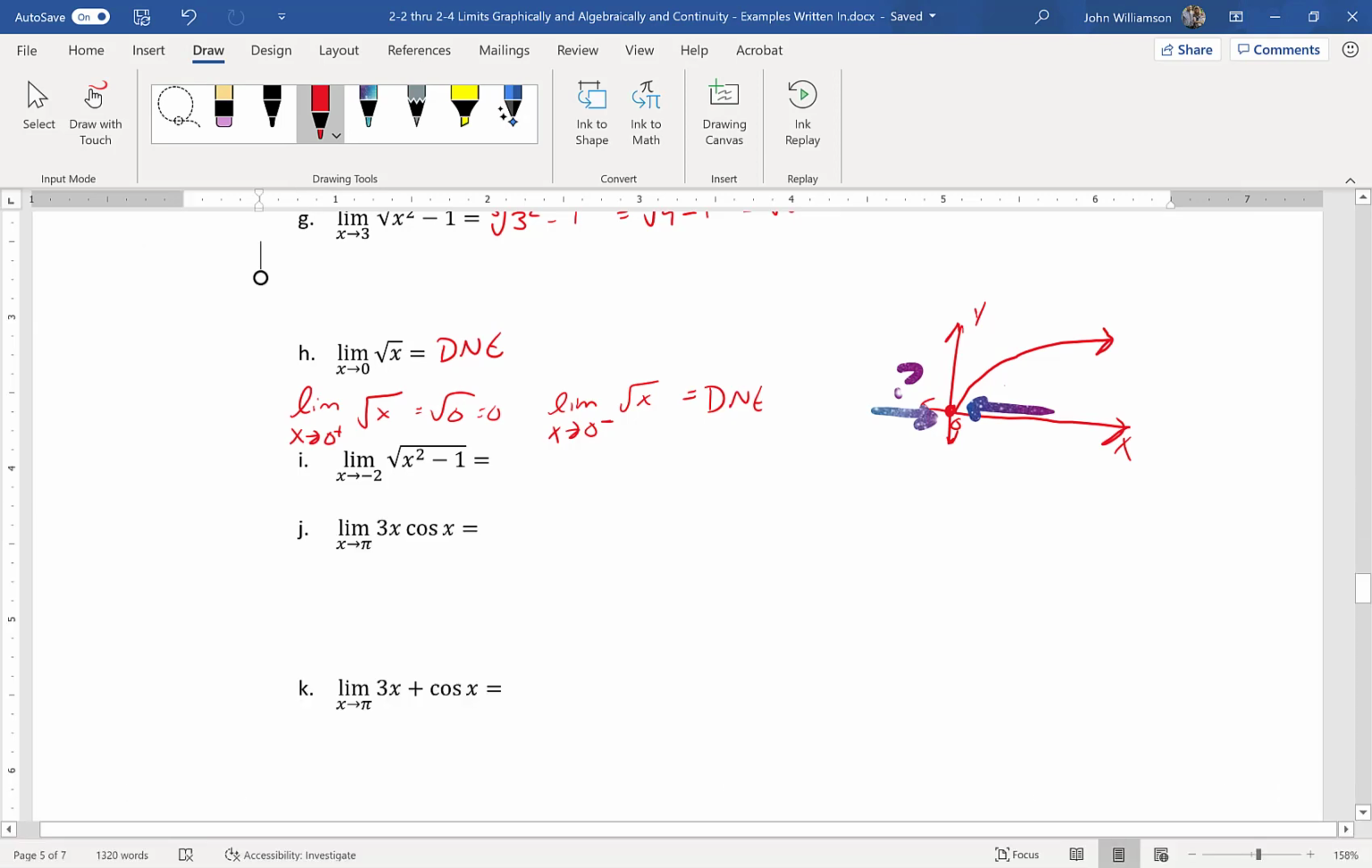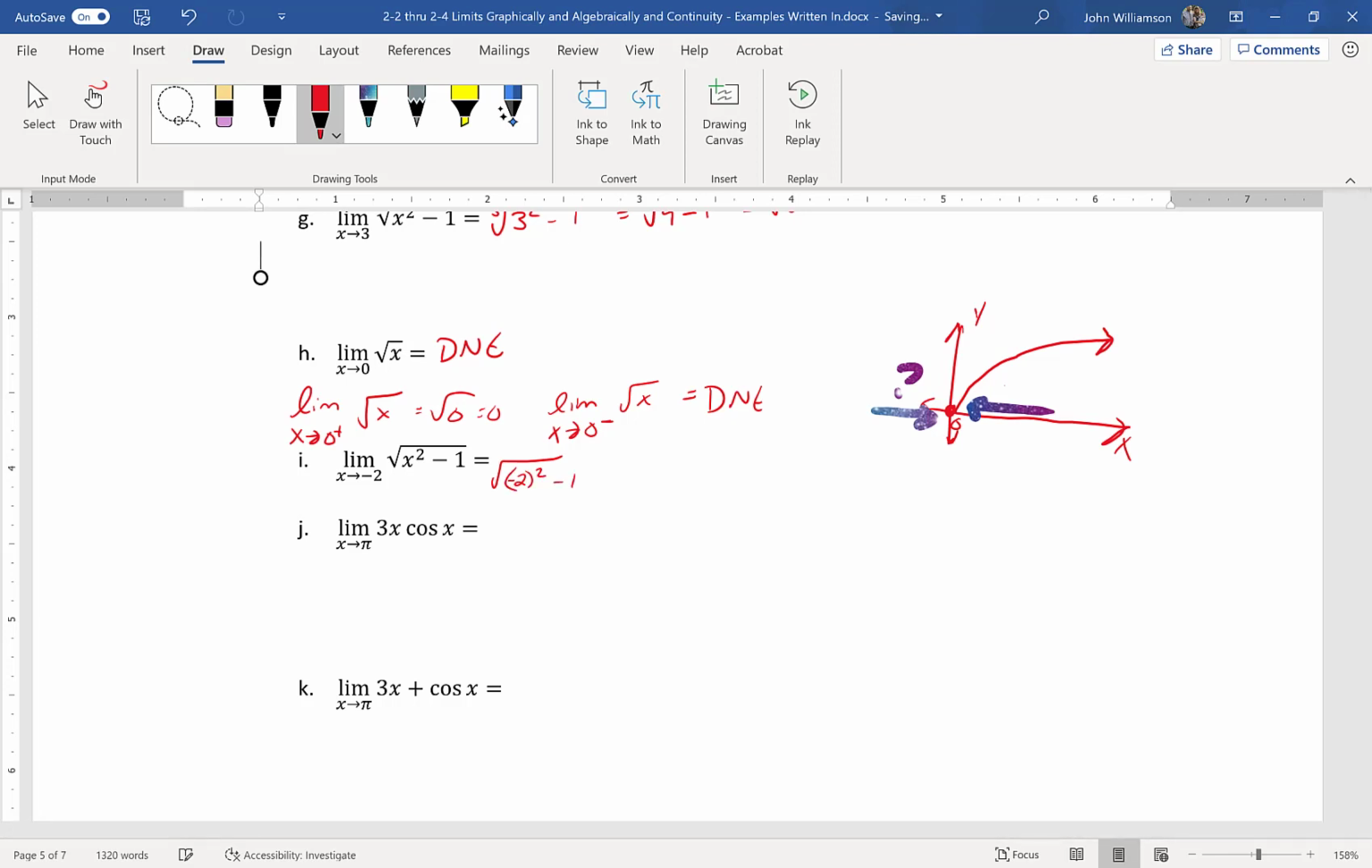So if we substitute in negative 2, this becomes the square root of negative 2 quantity squared minus 1. Don't forget your parentheses around the negative 2, because otherwise you're just saying 2 squared, so it'd be negative 1 times 2. So make sure you're using parentheses there. Negative 2 quantity squared is 4, so this becomes the square root of 4 minus 1, or the square root of 3, which is a real number. So this limit exists and is the square root of 3. It's not the endpoint of this radical, so we're good.